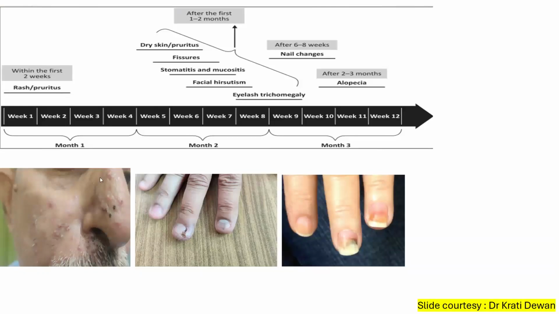In week 1 and week 2, we usually see a rash; week 1 to week 4, rash with pruritus. It can be an acneiform rash, something like this patient is having. This was also one of our patients. In month 2, the other things start, like stomatitis, mucositis, fissures, dry skin, trichomegaly. That is all in the first to second month. Nail changes will start around 6 to 8 weeks. Later on, after 2 to 3 months, the patient will have alopecia.